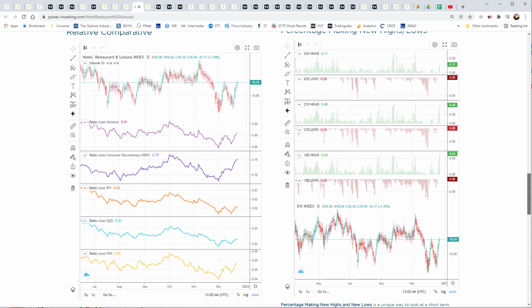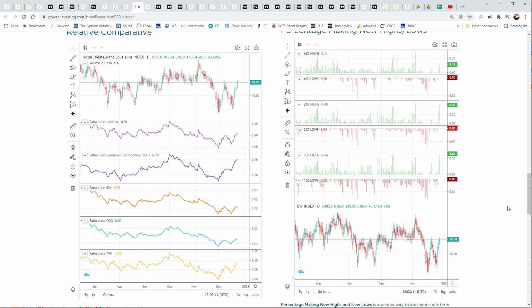The relative comparatives are really something to be looking at here, though, noticing how it made a relative comparative against the universe, consumer discretionary, our own index, SPY, QQQ, and IWM. They all made lows right around here. Versus the SPY, it back tested a little bit, but the rest of them have been making higher lows all the way across. Something we want to be noticing early on.